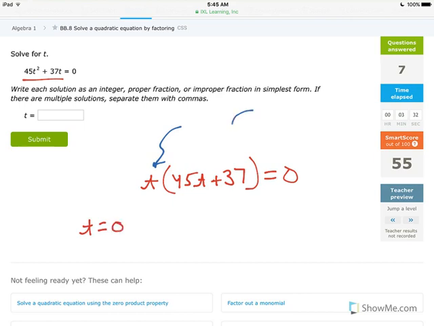This one you might not be able to do in your head. This one we want the 45t plus 37 to be 0. So you might need to set up your own little equation to finish solving that. So we need 45t plus 37 to somehow work out to be 0. And now you just have a two-step equation to solve. You want to minus 37.